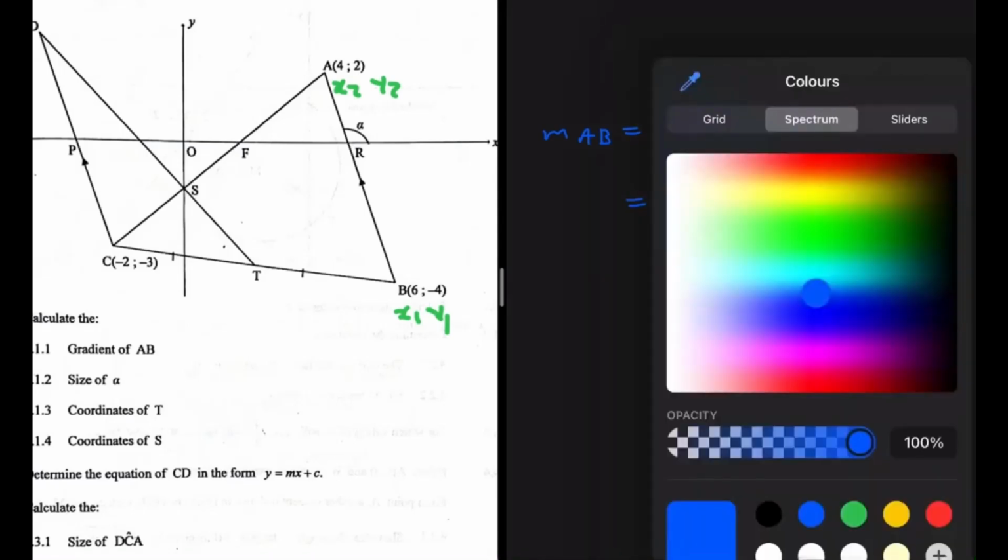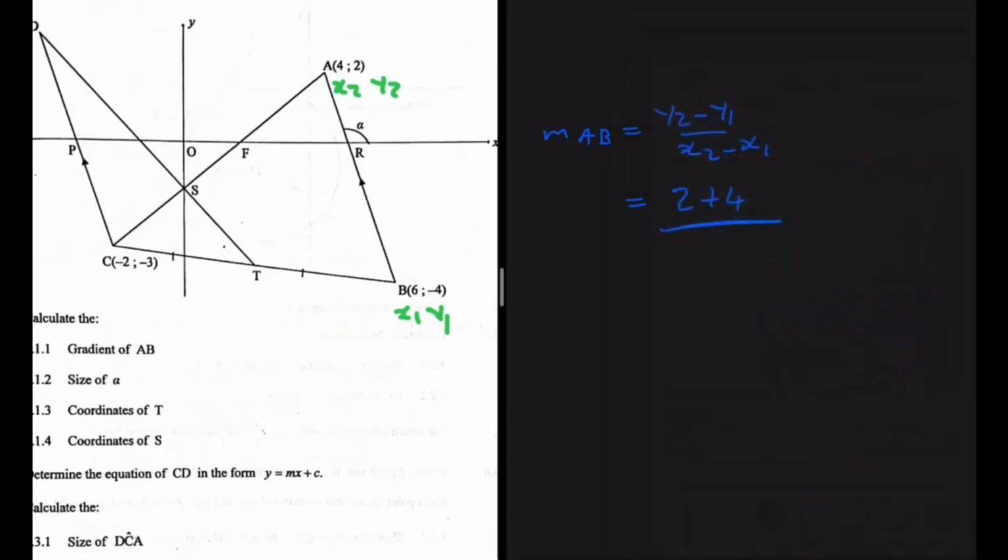So if we substitute that, for y2 we have 2, and for y1 we have minus 4, so that will just be plus 4. And then everything divided by x2. What is x2? x2 is 4, right? And then minus x1. x1 is 6, so we have minus 6. So we have 2 plus 4, which is 6, divided by minus 2, right? And then this should be equal to minus 3, right? That should be equal to minus 3.